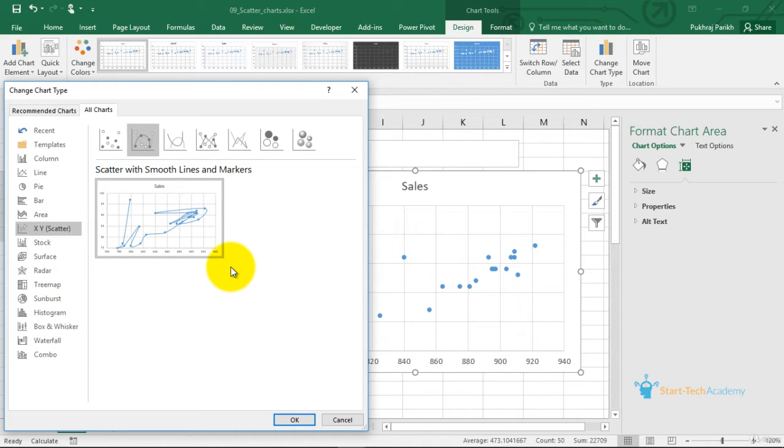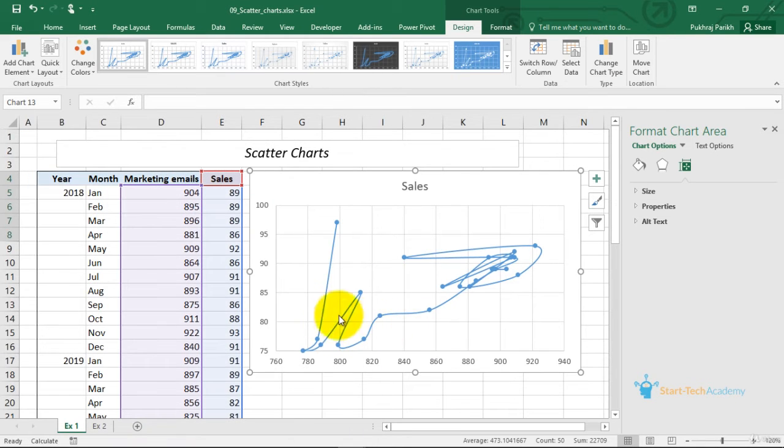The scatter plot with smooth lines can be used to show how the values are changing in the series. So it will connect all the points in the series from the first point to the next point, then to the next point, using smooth lines. That is, if you look at any two points, they are not joined by a straight line, they are joined by a curved line so that it connects all the points.